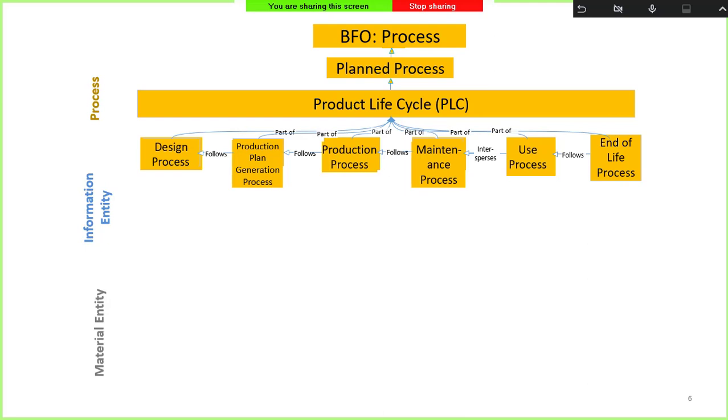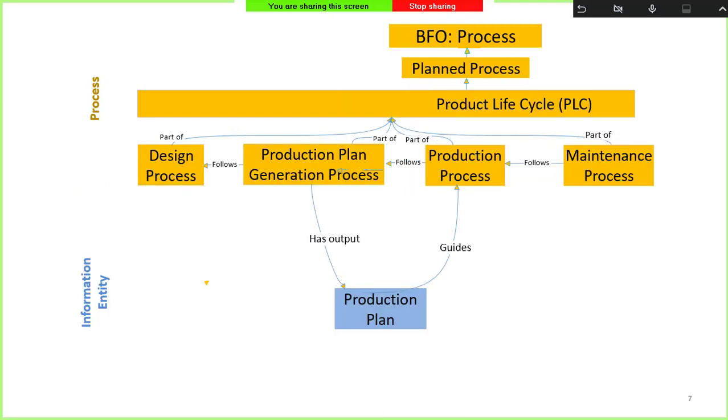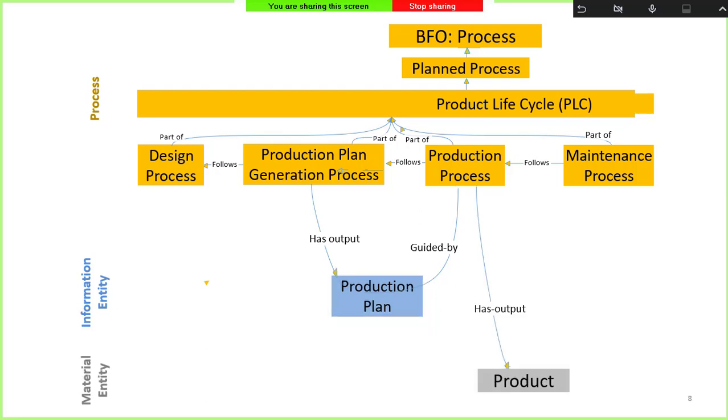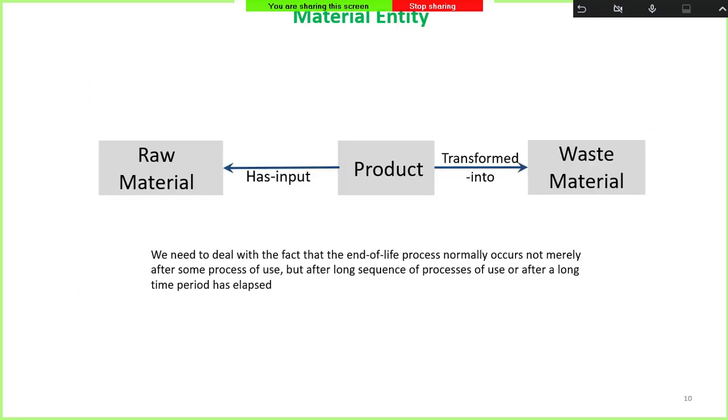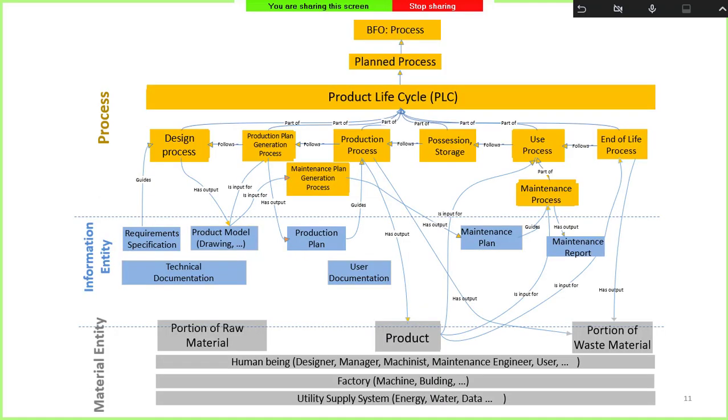So we have design process and so on. And then some of these processes have outputs, such as a production plan or a product, which is an output of a production process which is guided by a production plan. So these are the three kinds of entities: processes, information entities, and material entities. And we have different kinds of plans for different kinds of processes. We have raw material, which is an input to the product, and so on. And this is the overview. So products, people, factories at the bottom, information entities in the middle, and then processes at the top.